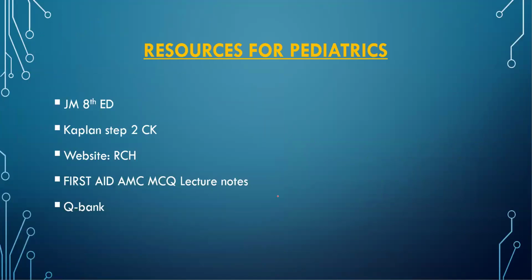Starting with pediatrics, the resource that you need for pediatrics is JAM 8th edition. JAM has a lot of chapters for pediatrics, and we will also take a good amount of help from Kaplan Step 2 CK. A very good website for any kind of pediatric-related questions is RCH. Throughout the session, we will show you a little bit from RCH also, but you should read the RCH guidelines for the important topics. And definitely our lecture notes and then the QBank.